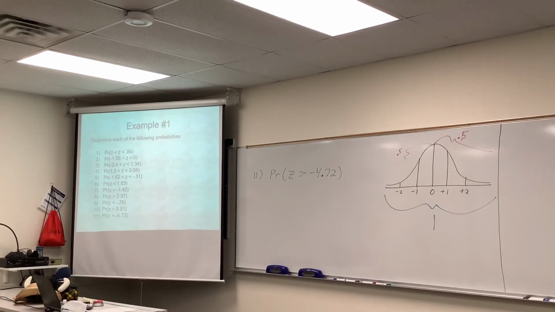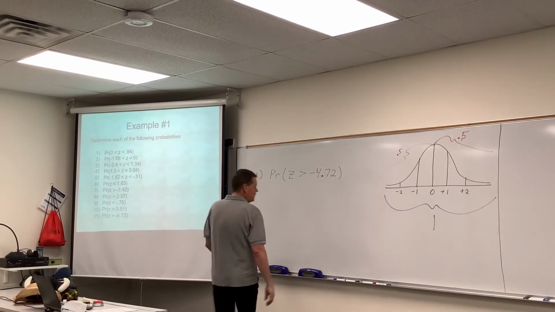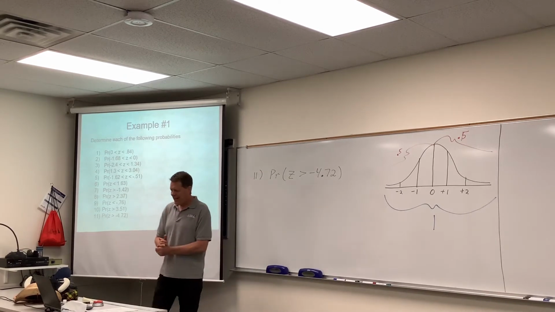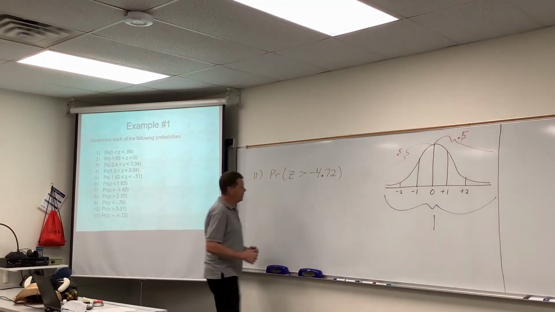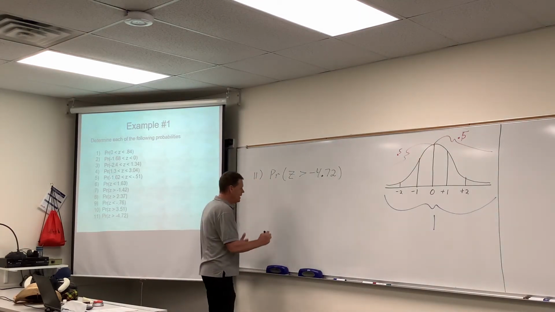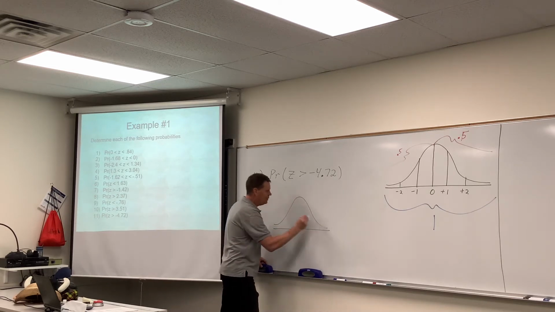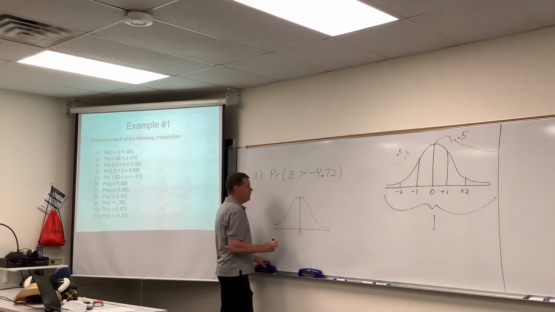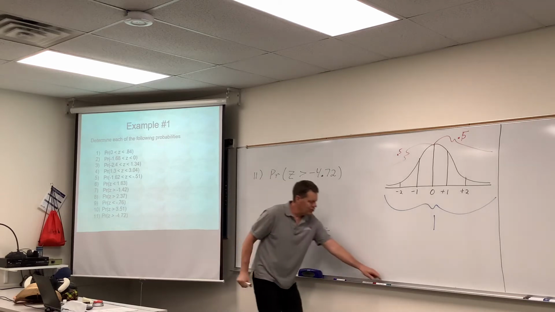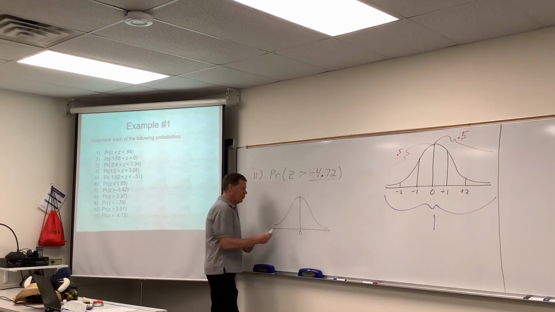All right, our last part to example 1, 1.11. Again, we're asked to determine a probability related to the standard normal distribution, Z, bell curve, 0 in the middle. And we locate the z-score mentioned in the question, which is negative 4.72. So that would be down here below 0.